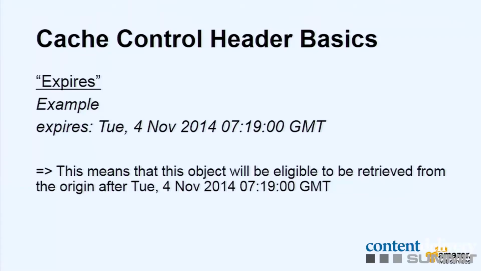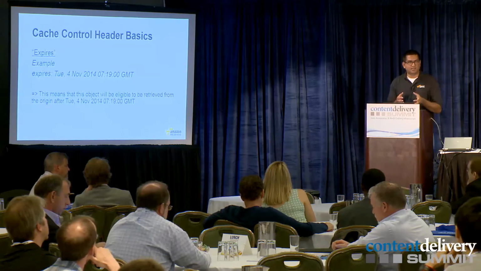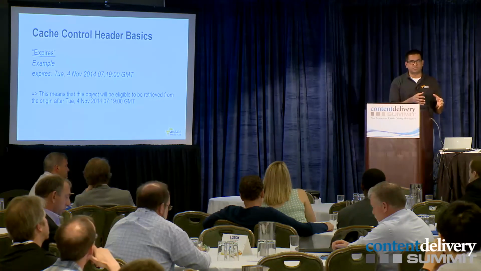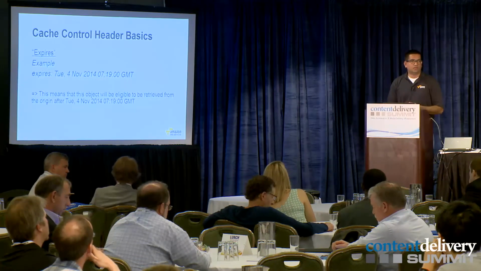So the most basic one here is Expires. I think most of you are familiar with that. The Expires, this is an HTTP header, and the way it works is, in this example, I have a specific date and time, so Tuesday, November 4th, 2014 at 7:19 a.m. GMT. So until that date and time, any cache can trust that this object is still fresh and serve that object to your customers without checking back with the origin.